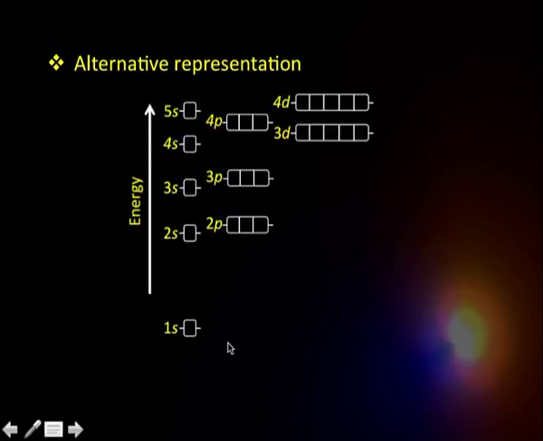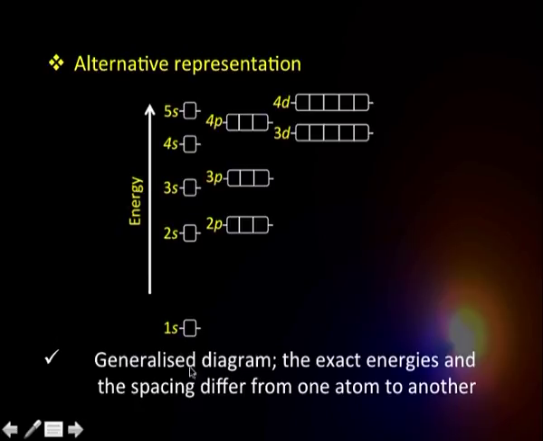But this kind of representation is essentially a generalized diagram. That is, if I want to talk about an energy diagram for helium, lithium, sodium, or potassium, you find that the energy disposition will be something like this, but actual energies will be different, because in that case there will be more electrons, and accordingly the intricate values of these energy levels will be different. But roughly this kind of sequence remains the same, by and large. Let us ask ourselves what determines the order of energy levels.